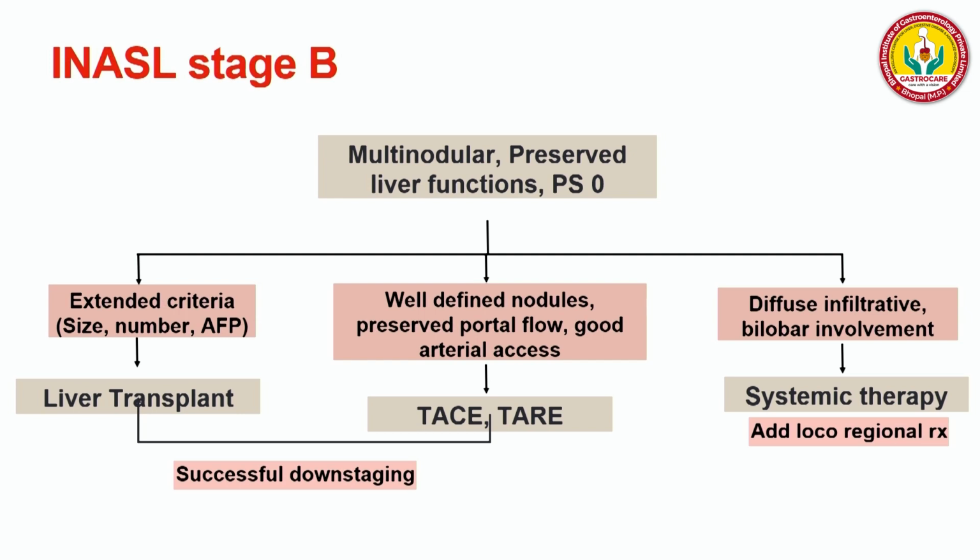But again, as I said in the beginning of the presentation, the idea of treating the farther tumors, stage B, stage D, is to bring them down to a stage where you can offer cure, because any of these treatments do not offer cure to these patients. So you do TACE or TARE to downstage. You do systemic therapy with local regional treatment to downstage and offer them transplant.